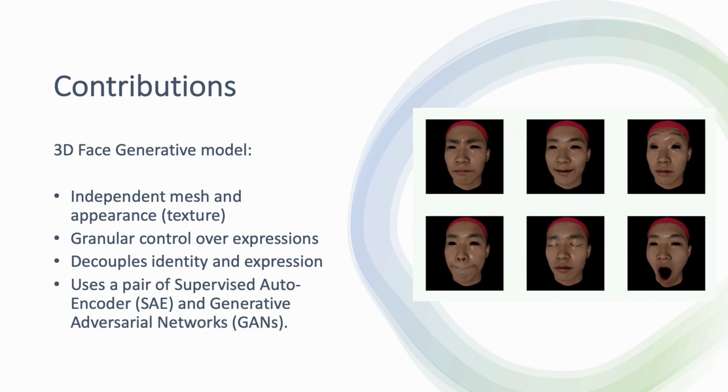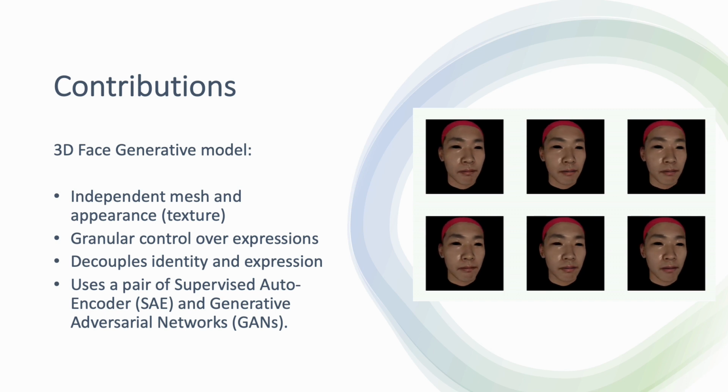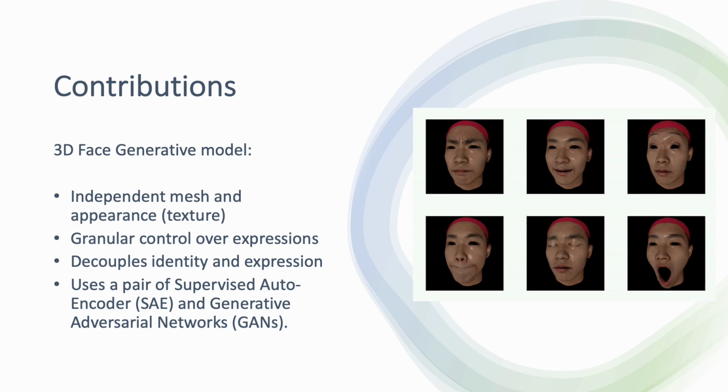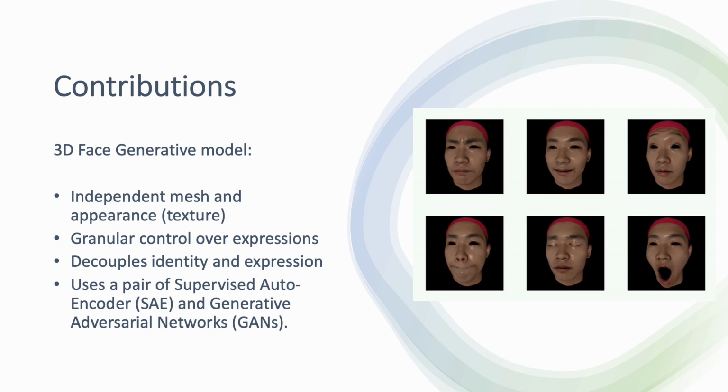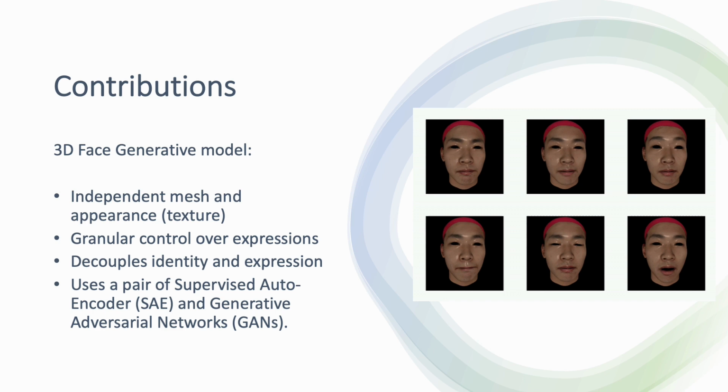In this paper, we propose a new 3D face generative model that independently generates mesh and appearance, that is texture. This model can provide granular control over expressions by decoupling identity and expressions of a face. We simply used a pair of supervised autoencoder and generative adversarial network to achieve this.